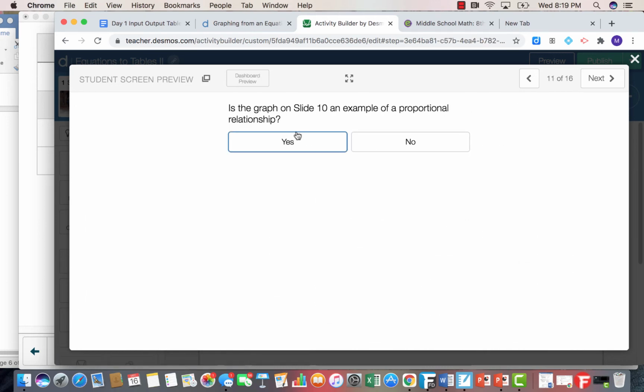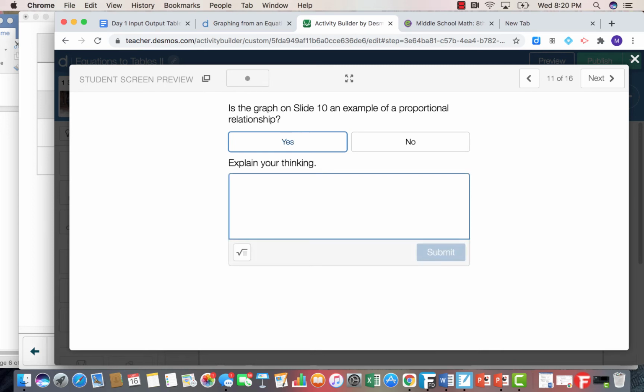On 11 here, is that an example of a proportion? Yes, of course. The graph goes through the origin. The other thing that you could say is that each time you're multiplying by the same value, and you don't have to add anything or subtract anything, right? Going back to that equation, it just said 2 times x.